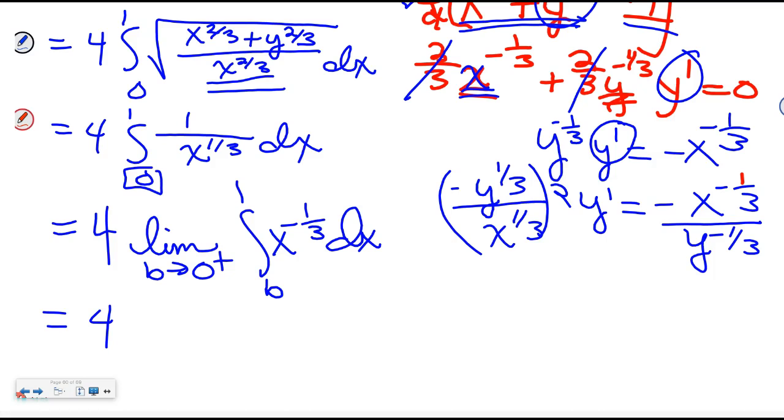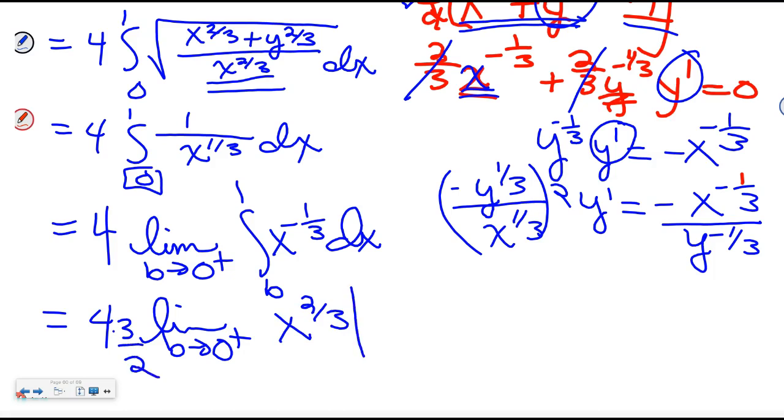So this would be limit b approaching 0 from the right. Don't show anybody this problem in AB. This would be x to the 2/3, right? Times 3/2. I like to pull that out front, if you don't mind. Boom. I'm going from b up to 1, which I really like, because what's sitting out front of the limit? 6. And what is this? 1 to the 2/3 minus b to the 2/3, and b is approaching 0.